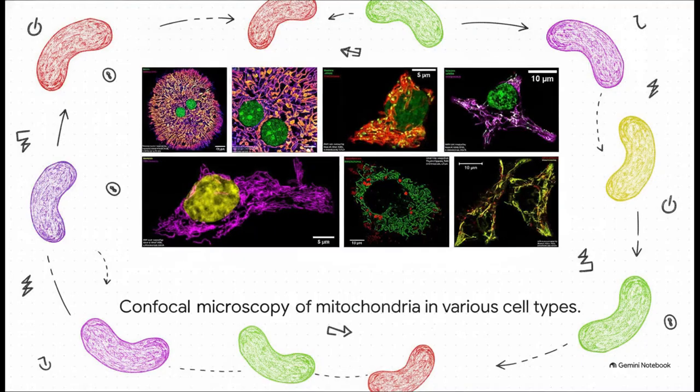And when we actually look at these organelles under a confocal microscope, we see they aren't just floating around like static little beans. No, they form these highly dynamic, glowing, interconnected networks. They're constantly moving, dividing, and fusing to meet the cell's energy demands in real time. It's really something to see.